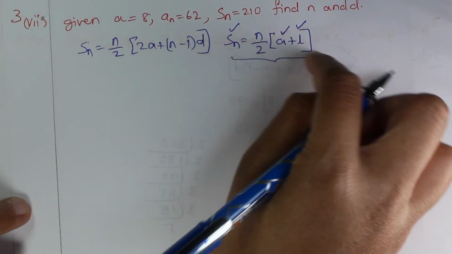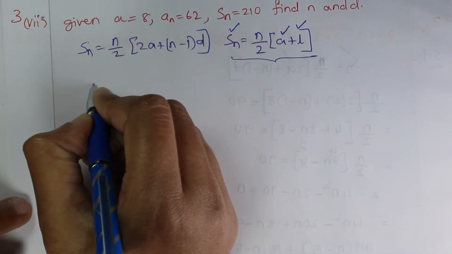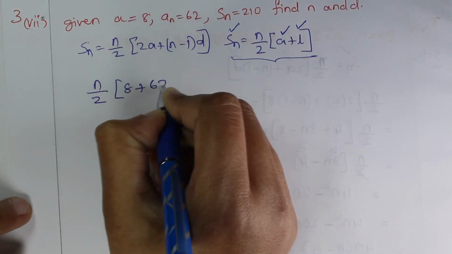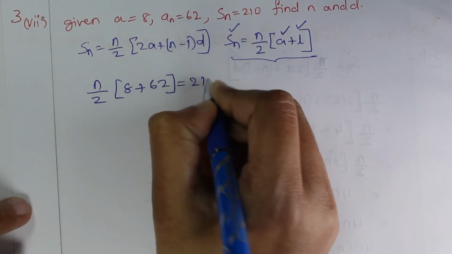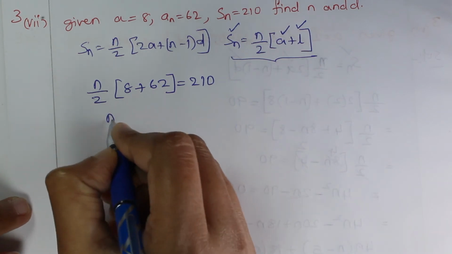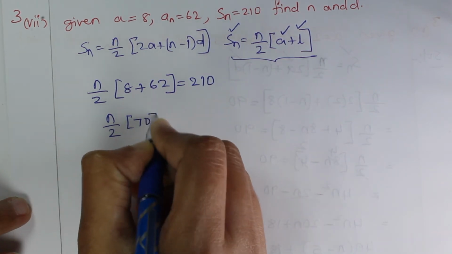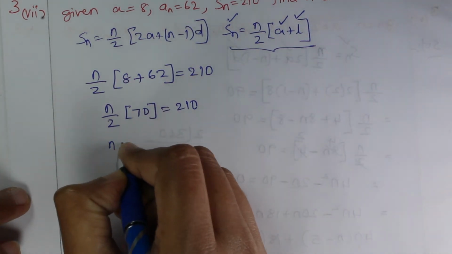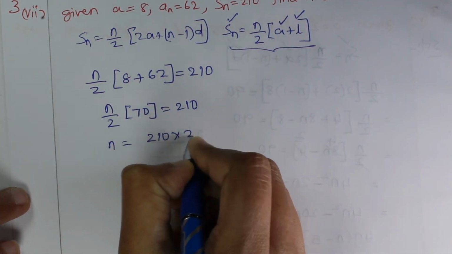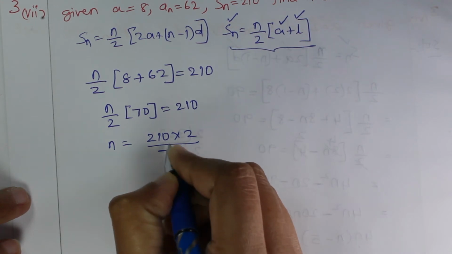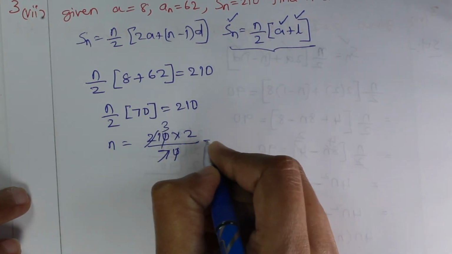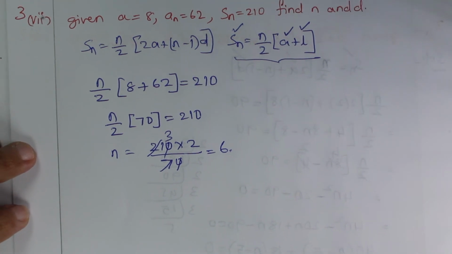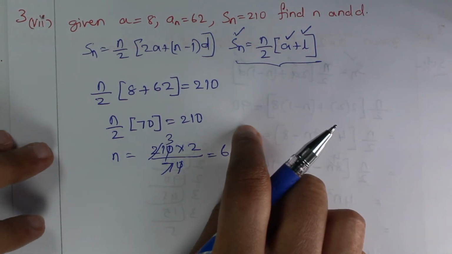So we will substitute the values here. n by 2 into (8 plus 62) is equal to 210. n by 2 into 70 is equal to 210. n is equal to 210 into 2 divided by 70. 7 3s are 21, 3 2s are 6. So how many terms are there? There are 6 terms in this series.